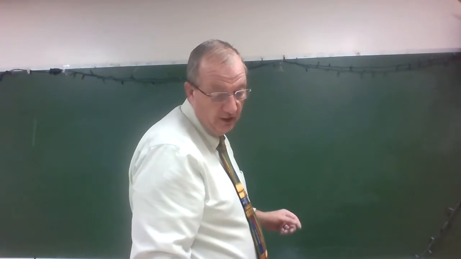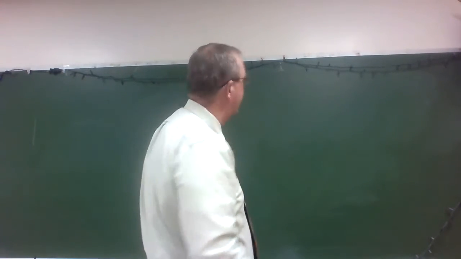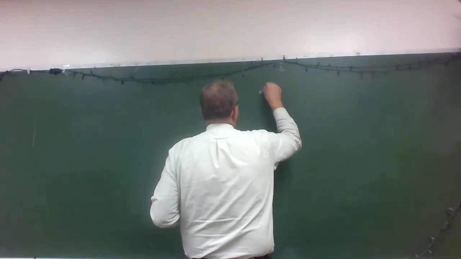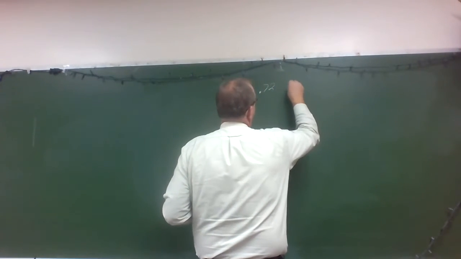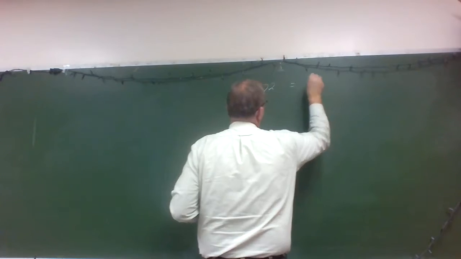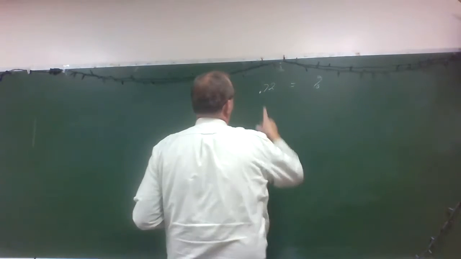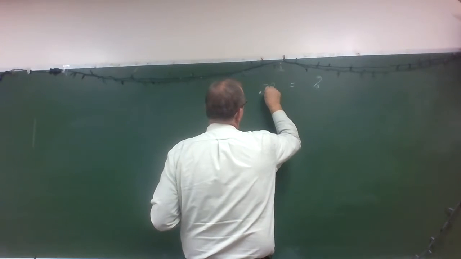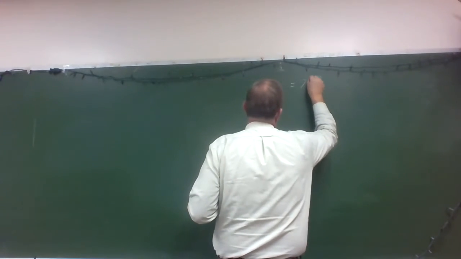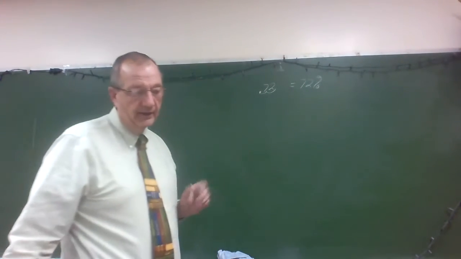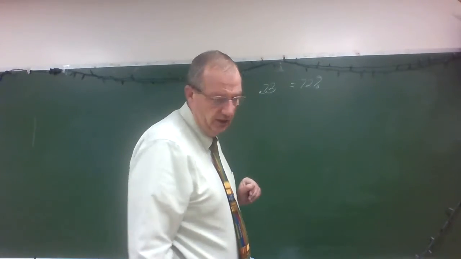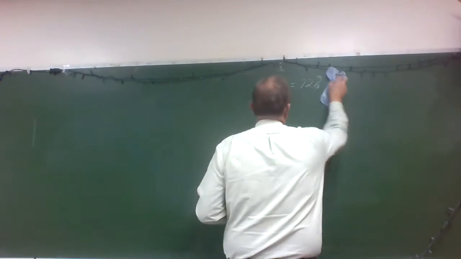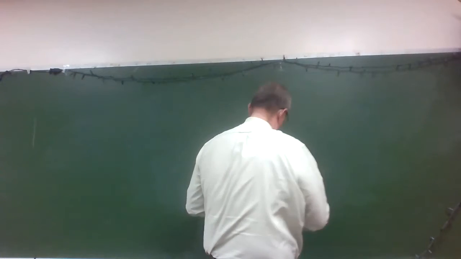Okay. Number 1, it says write the equivalent percent. So you have 0.72 equals what percent? Okay. Well, we know to get percent you have to move the decimal 2 places to the right. So it equals 72%. Okay. That's how you're going to do those. Number 2, letter A.